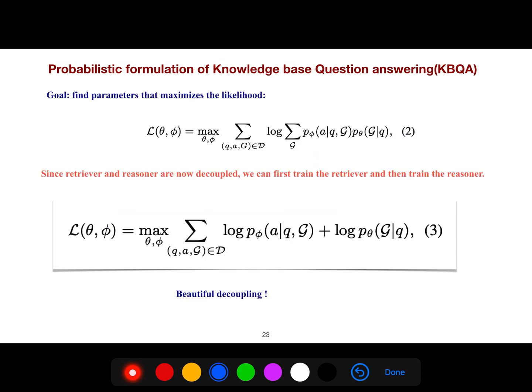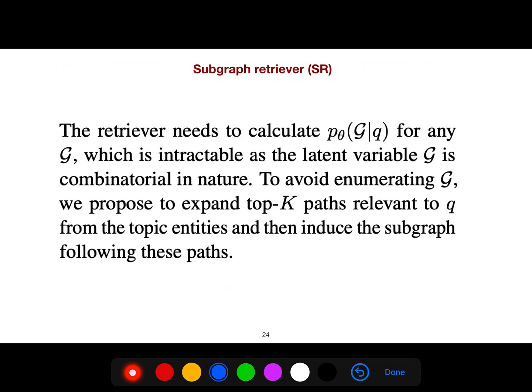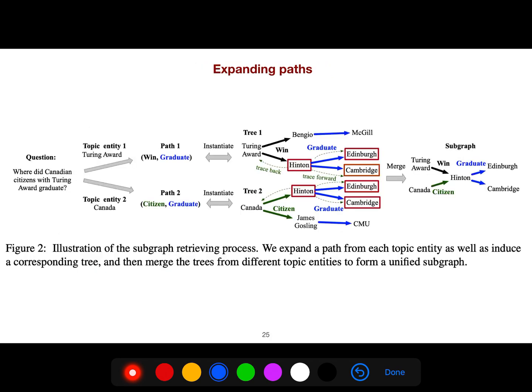Probabilistic formulation of knowledge-based question answering. So we want to find the parameters that maximize the likelihood. So it's a beautiful decoupling. We can first train the retriever. So the retriever needs to calculate p theta of graph given your question for any graph, which is intractable as the latent variable is combinatorial in nature. To avoid enumerating your graph, we propose to expand the top K paths relevant to your question from the topic entities and then induce the subgraph following these paths. So these are expanding paths.